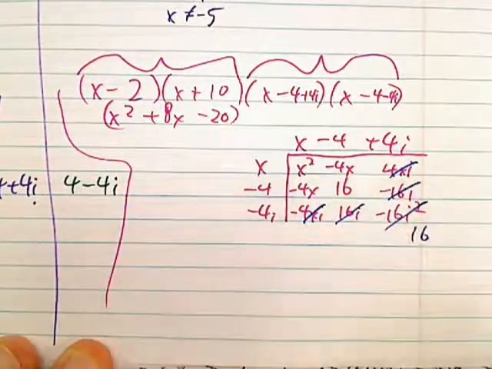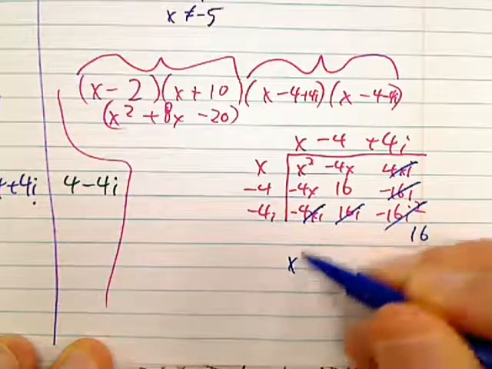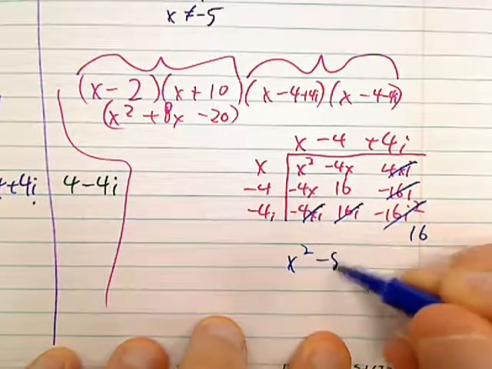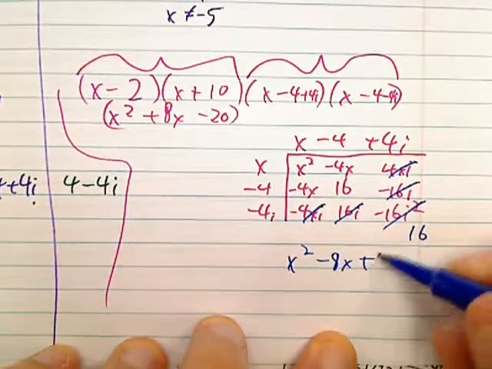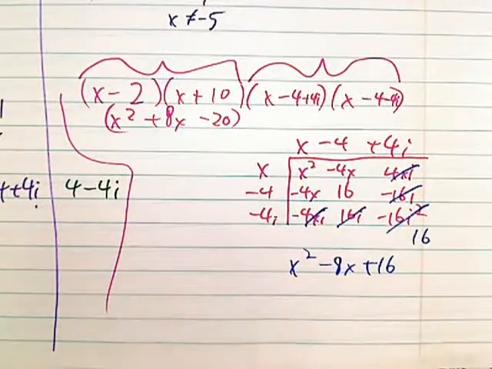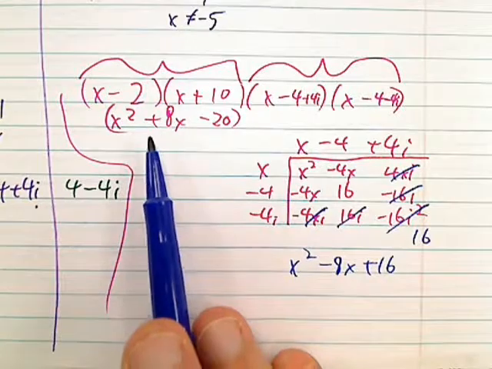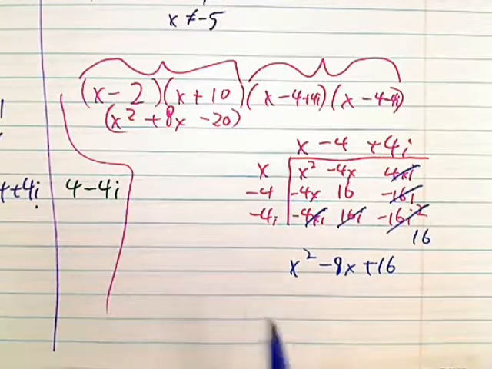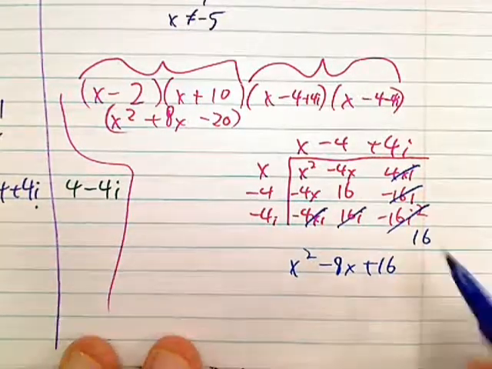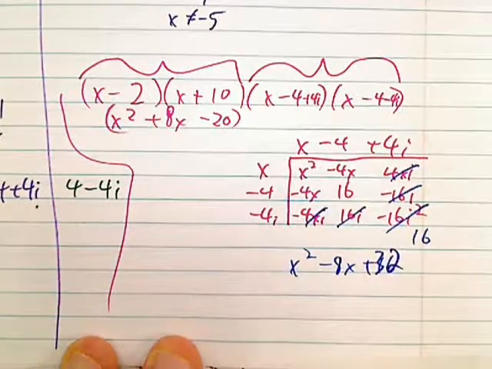So combine like terms with what's left here. I get x squared minus 8x plus 16. And to finish this off, I'm going to take this trinomial times this one. I'm going to use the grid one more time. Oh, thank you, 32. 16 and 16 give me 32.